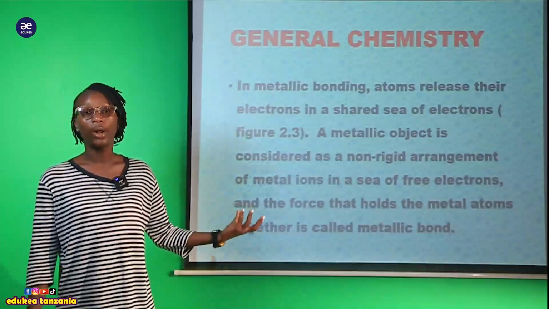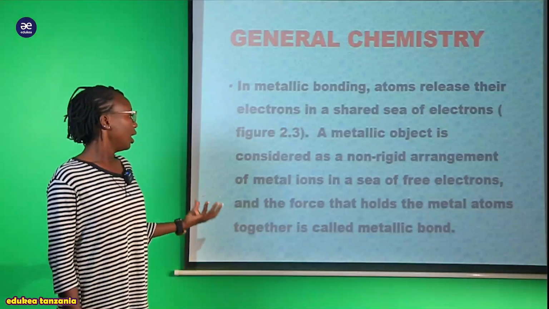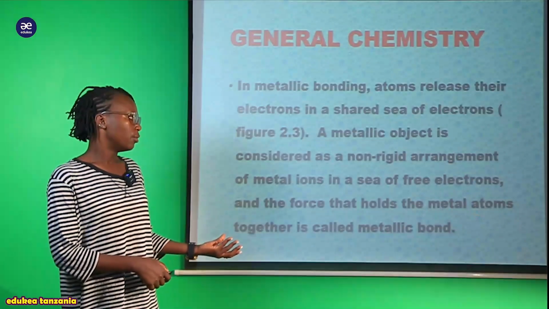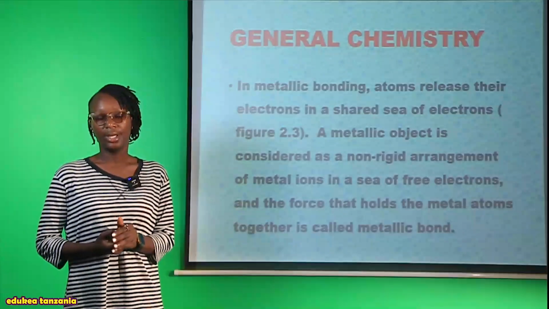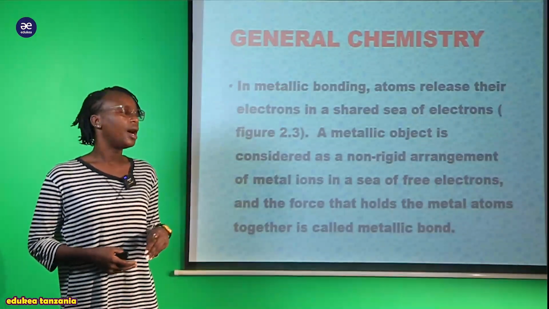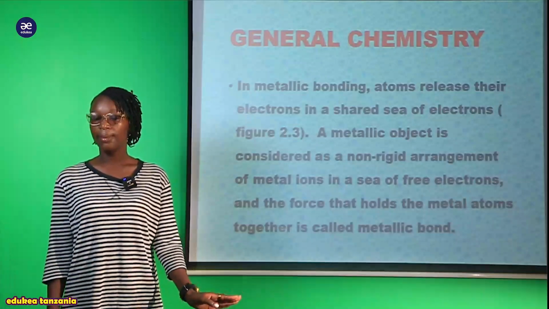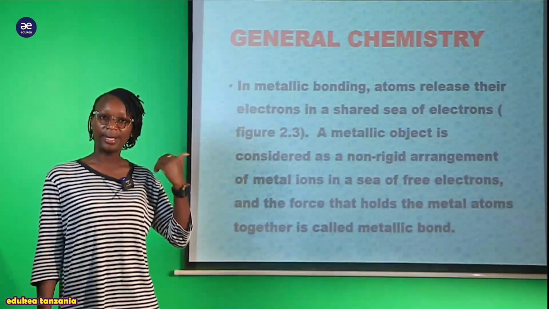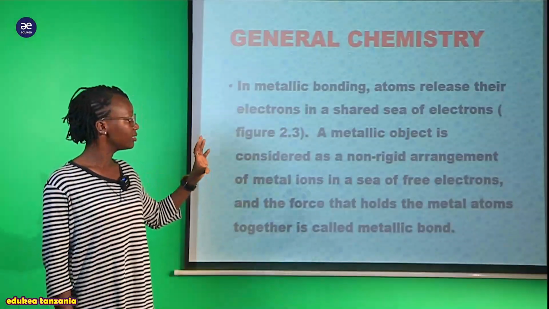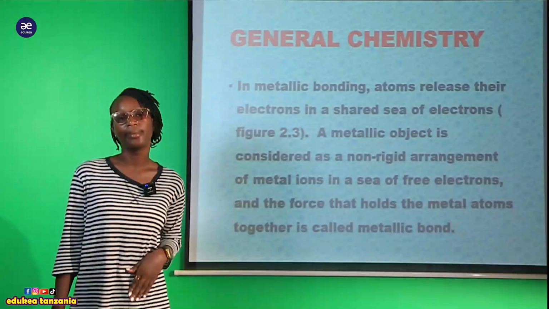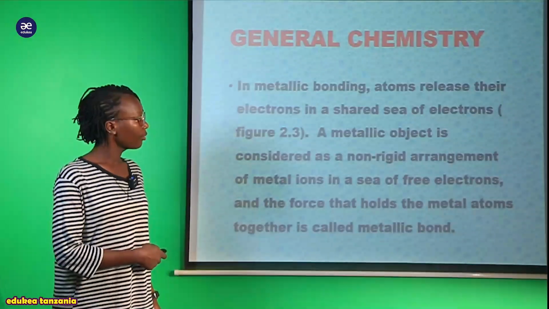The force which holds these metal atoms together, until they form this bonding, that is what we call the metallic bond. Metallic bond. So I hope that is clear, what we studied earlier about what a metallic bond is. We saw just a little bit. So this is more clarification, or more information, about the metallic bond.